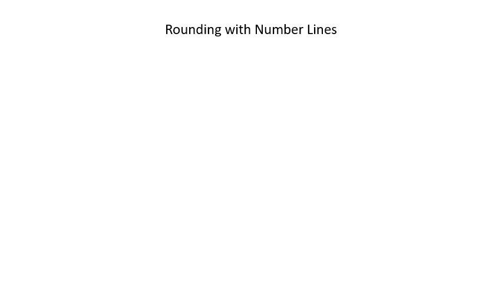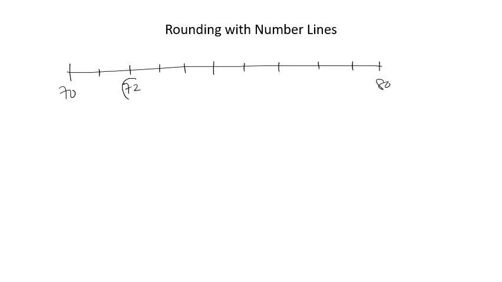So if I were to take my 72, here's my 70, here's my 80. The 70 looks kind of sad. Let me fix that. So here's my 70. So here's 75. 1, 2, 3, 4, 6, 7, 8, 9. So here's my 72.